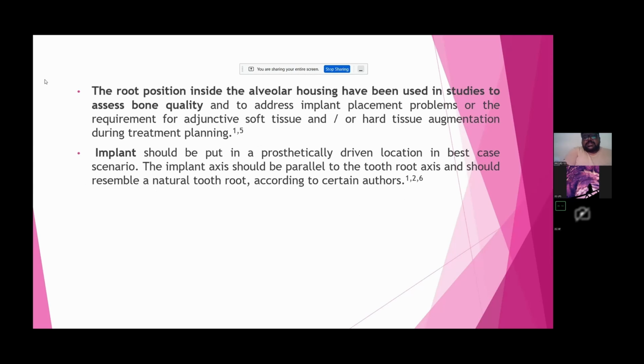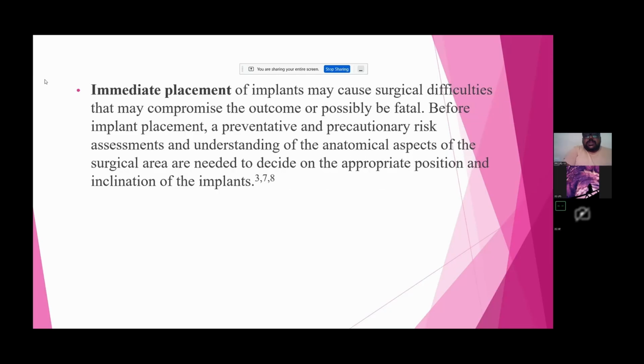The root position inside the alveolar housing has been used in studies to assess bone quality and to address implant placement problems or the requirement for adjunctive soft tissue or hard tissue augmentation during the treatment planning. Implants should be put in a prosthetically driven location in the best case scenario. Immediate implant placement may cause surgical difficulties that may compromise the outcome.